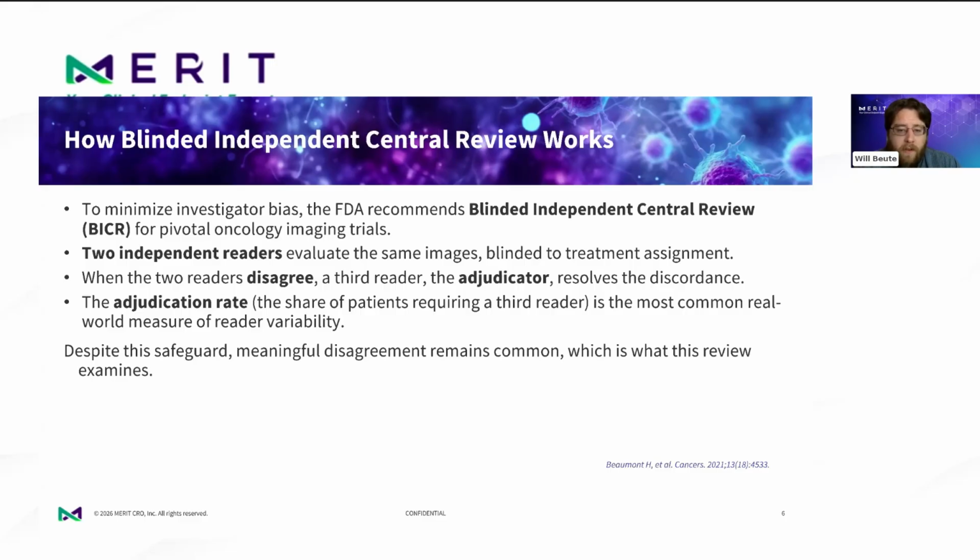And that mechanism gives us a very useful practical metric: the adjudication rate, which is simply the share of patient scans that required a third reader. Because it directly counts how often two qualified readers disagreed, the adjudication rate is the most common real-world measure of reader variability, and you'll see it referenced throughout today's talk. Sometimes the adjudication rate is referred to as discordance rate or disagreement rate, and it can also be measured as the inverse, like agreement rate or concordance rate, but it all essentially means and measures the same thing, which is reader variability.